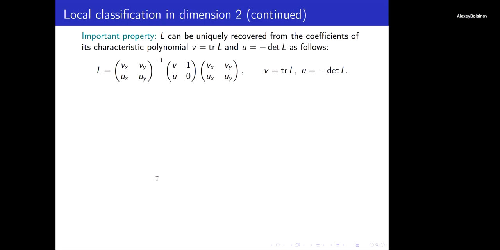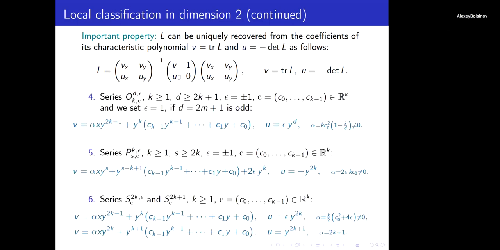Let me remind you once again that L can also be reconstructed from its trace and determinant. For this reason, in the list of cases I'm going to mention now, instead of writing down the formula for L, I will write down only formulas for V and U in our coordinate system. And then you just take V and U, plug them into this formula, and get the result for L. V and U are somehow easier than L.